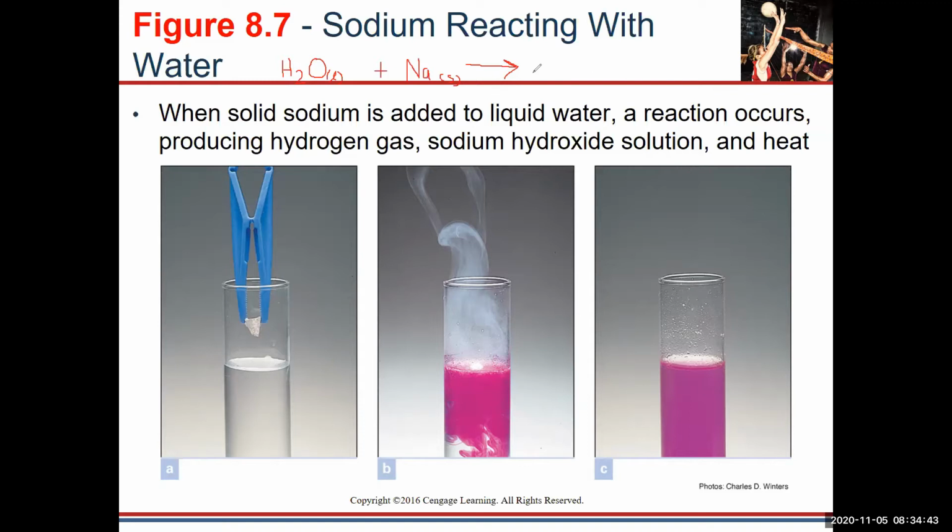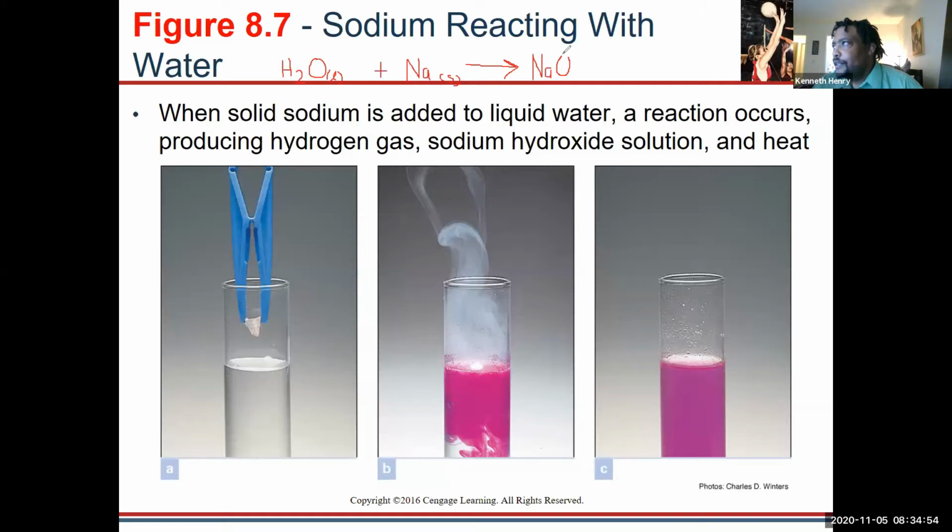Is it NaOH? That is correct. So anytime that you see the term solution, that means it's dissolved in water or it's in water. So to imply that things are in water, we use the term aqueous, AQ.